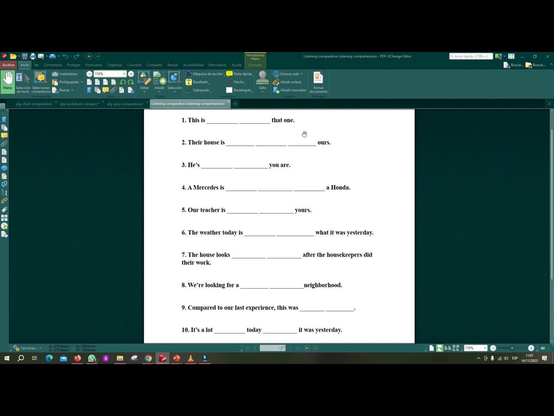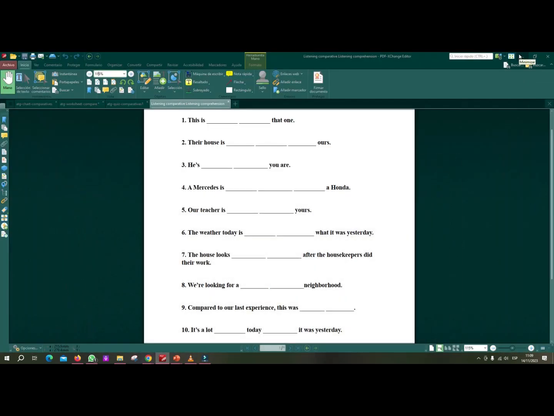You're going to listen to an audio and you have to complete those sentences. Okay? Van a escuchar un audio 3 veces y ustedes van a completar las oraciones comparativas que tienen acá. Tienen 10 y ustedes las van a completar. ¿Ok? So, let's listen to it. Let's see. Listening Lab, exercise 30.